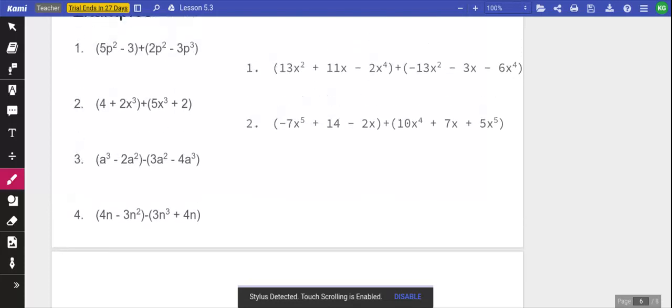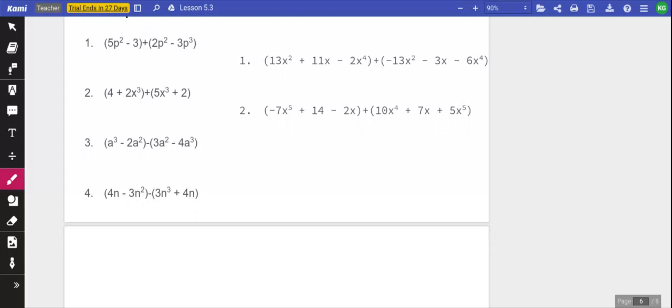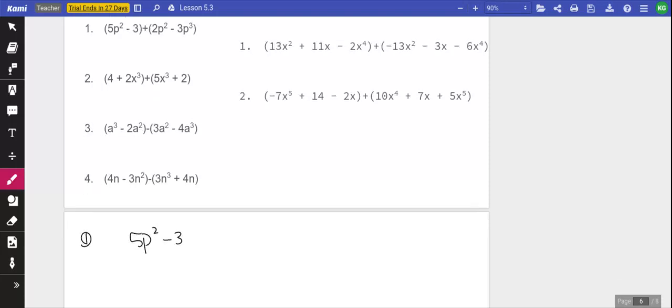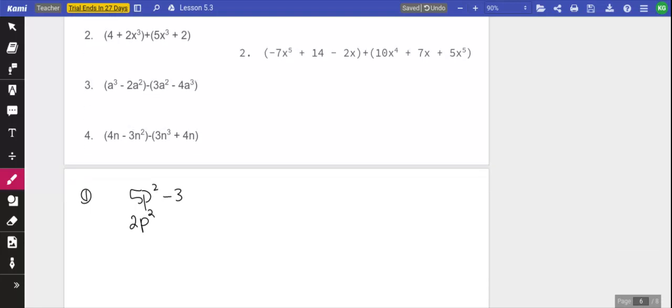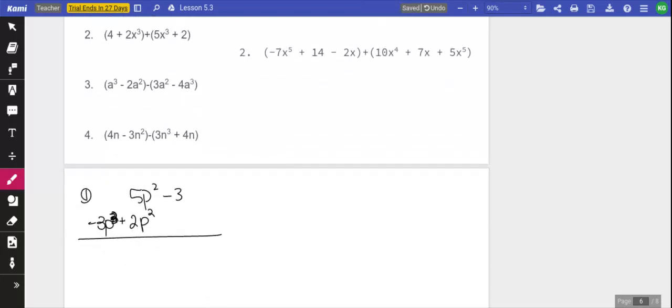So on this first one, I have 5p squared minus 3, and I'm adding it to 2p squared, which is going to go underneath of my 5p squared to make sure that I keep like terms in the same place. And then I have this negative 3p to the third. I'm going to put that out front because I want these to be in standard form. So I want highest exponent to lowest exponent. And then I look in between it and it says to add these together.